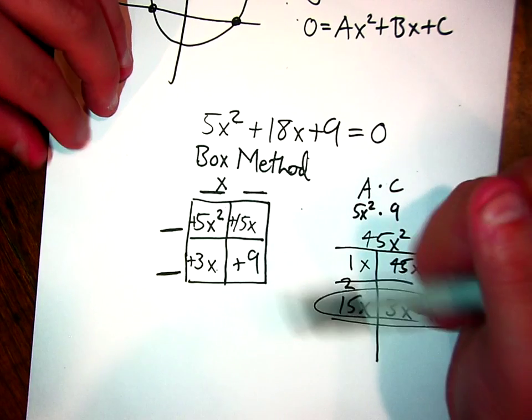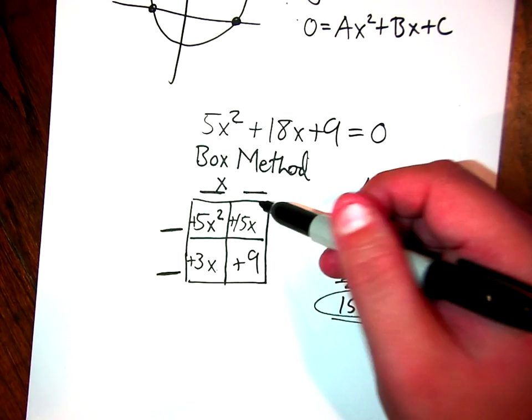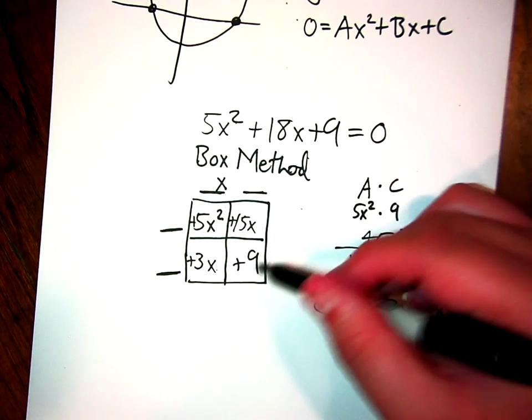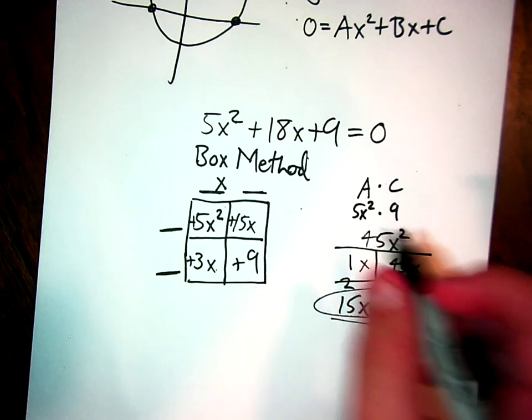Now let's move over here. I need the greatest common factor between 15x and 9. And I'm pretty sure that's going to be 3.